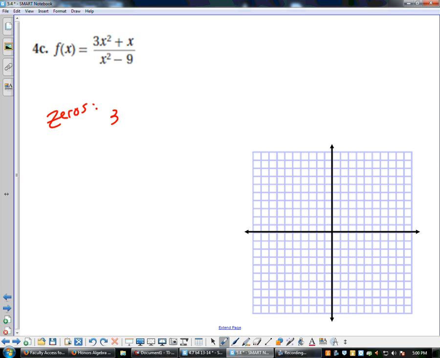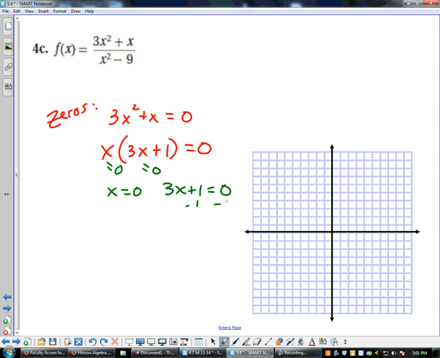For this one, the zeros, we set 3x squared plus x equal to 0. I would factor out an x. So I have x times the quantity 3x plus 1 equals 0. I set both of these equal to 0. I get x equals 0, and I get 3x plus 1 equals 0. Subtracting 1, I get 3x equals -1. So x equals -1/3. So the zeros for this function are 0 and -1/3.